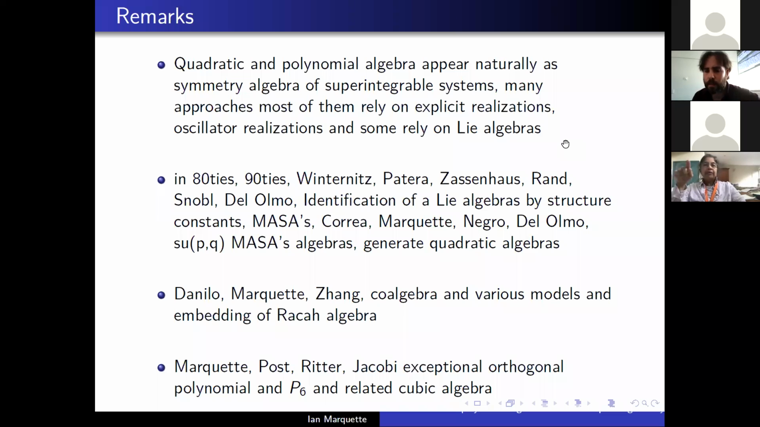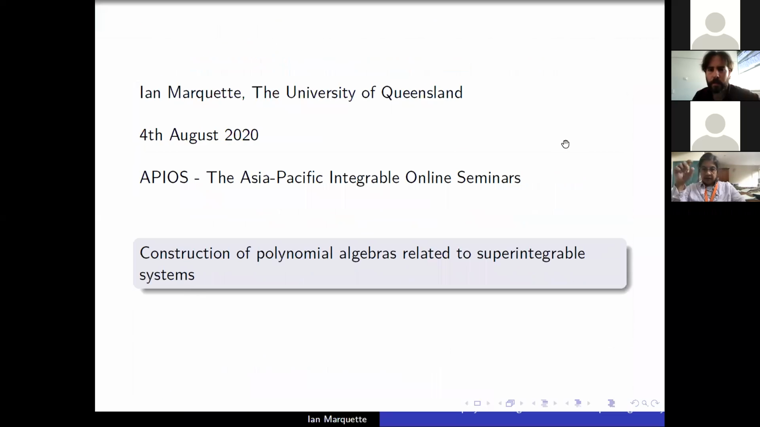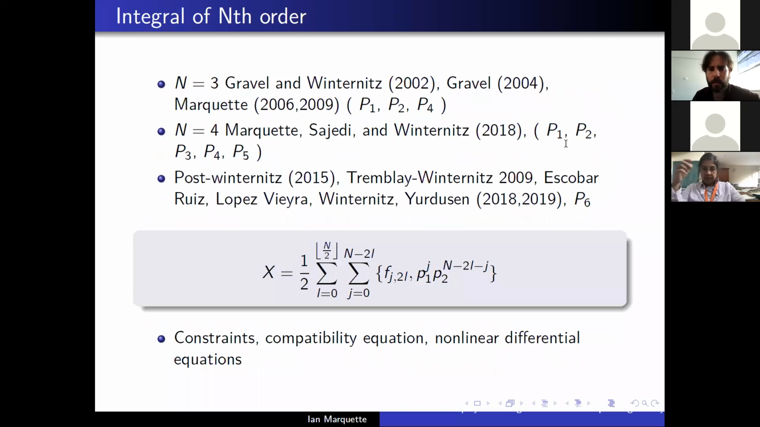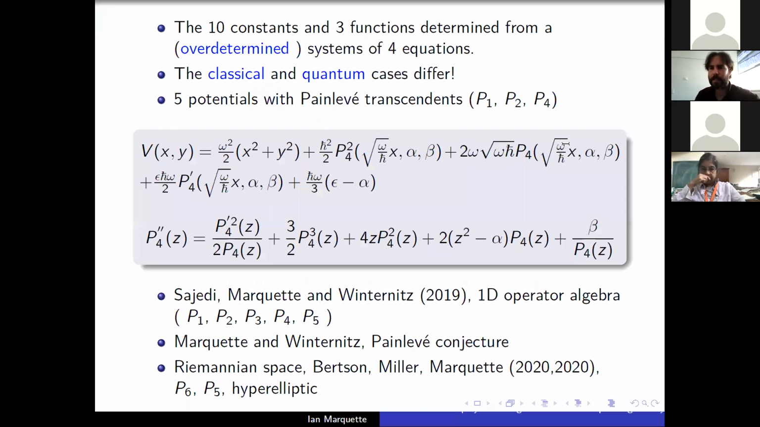Can you go back to the page where you were talking about the Hamiltonians involving Painlevé transcendents? You had examples with Painlevé IV, for example. Yes, right. So these Painlevé IV transcendents, they depend on Z, I guess. Oh, yeah, no, they depend on X. In the Hamiltonian, they depend on X.